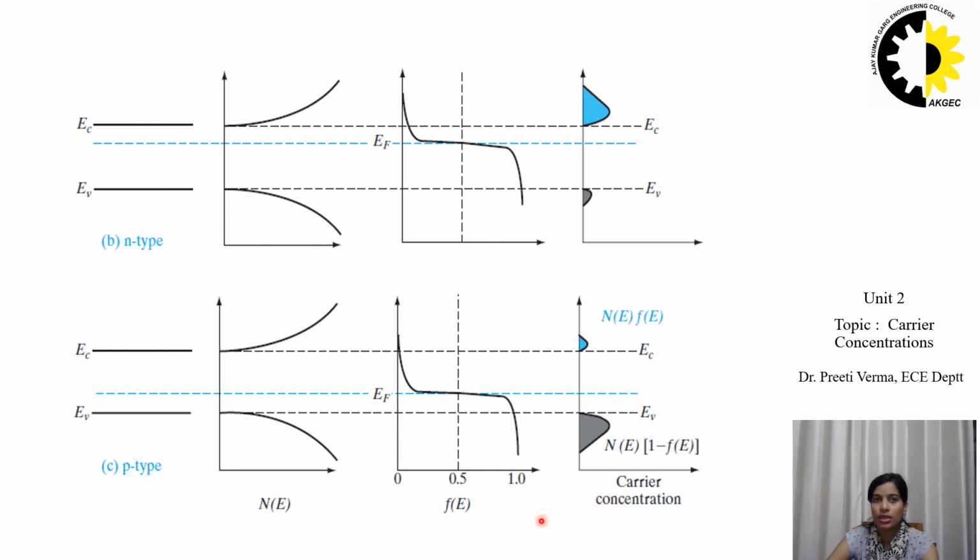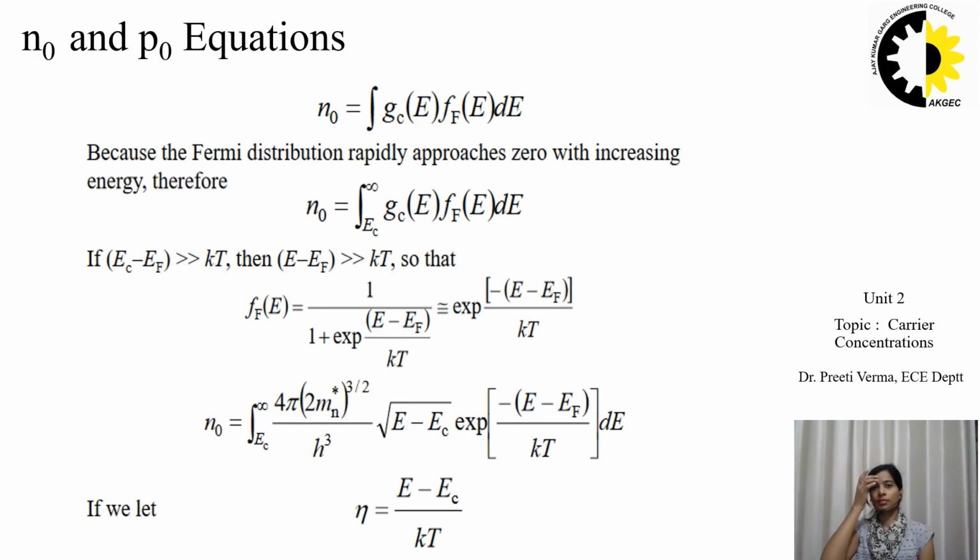Similarly, if you see the extrinsic p-type case, the concentration of holes in the valence band is much larger than the hole concentration in a pure semiconductor.